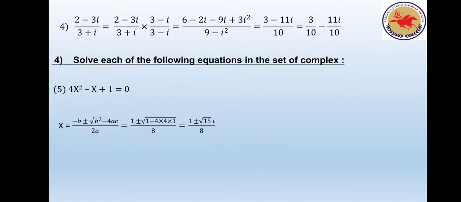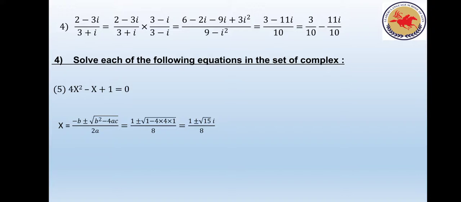Number 4, 2 minus 3i over 3 plus i equal, the same way, times its conjugate 3 minus i over 3 minus i, and distribute the two brackets. Remember two brackets the same way: 2 times 3, then 2 times negative i, then negative 3i times 3, negative 3i times negative i.